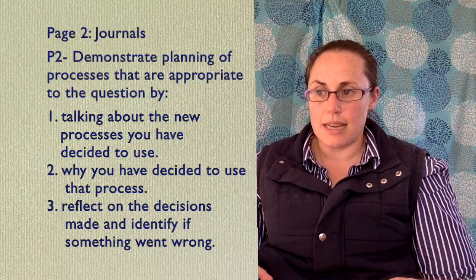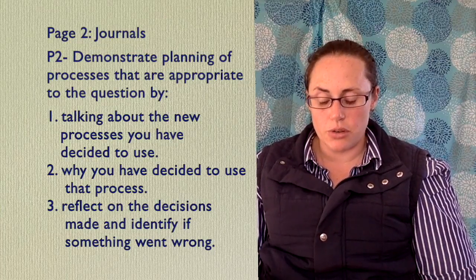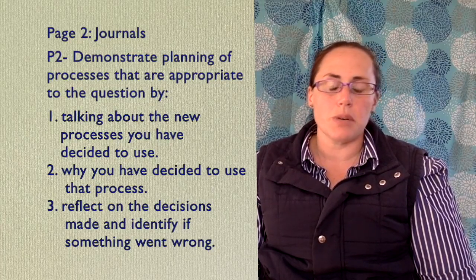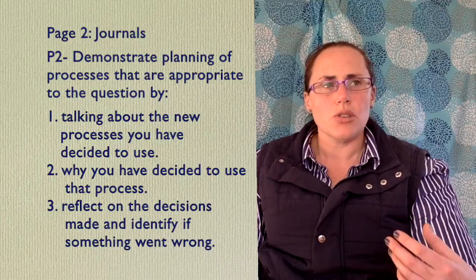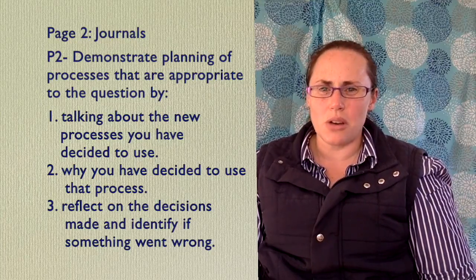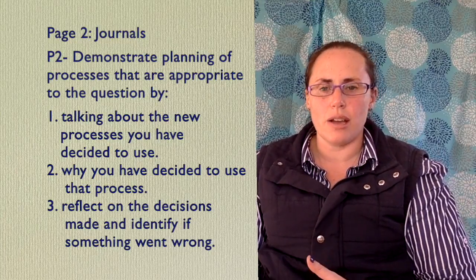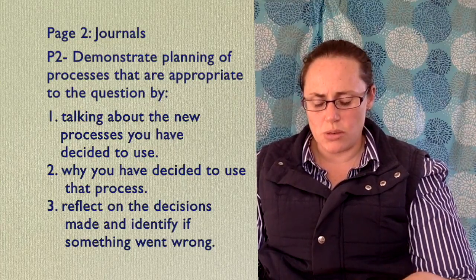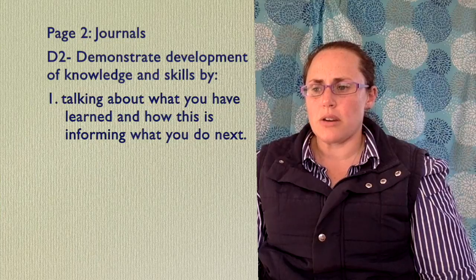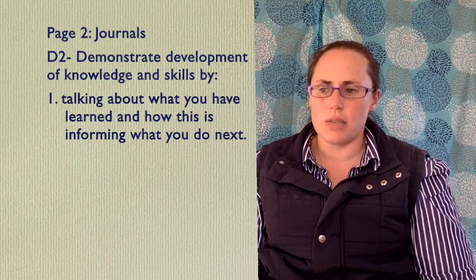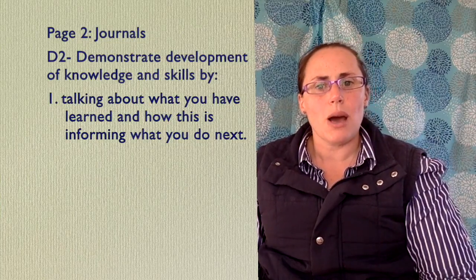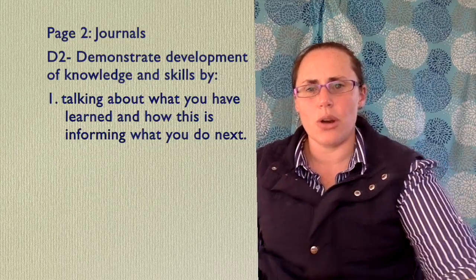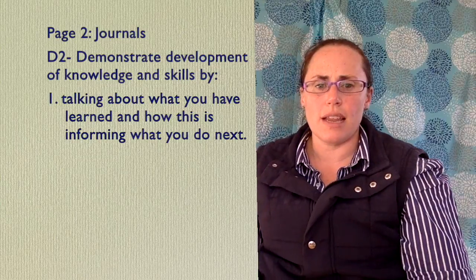The performance standards that can be marked through the journals are generally P2, which is the planning of research processes that are appropriate to the question. So if you decide that websites are not helpful at all, but instead you'd rather look at medical journals, talk about that in one of your journals. Another one that can be reflected on really easily is the development of knowledge and skills specific to the question. Talk about what you have learned and how now that has impacted on how you're going to research the question over the next couple of weeks.